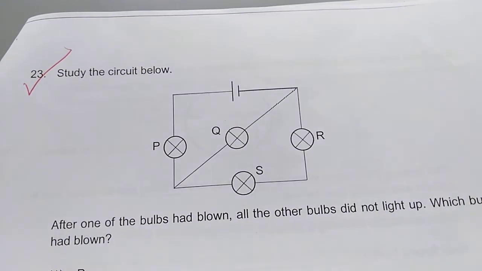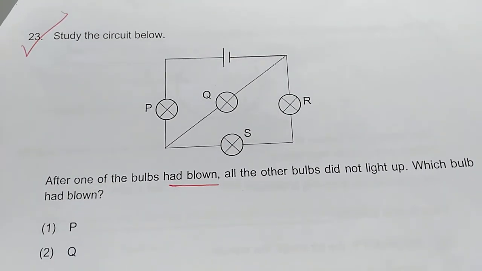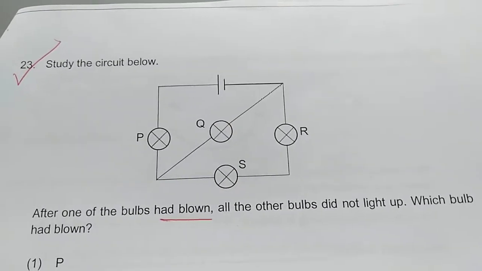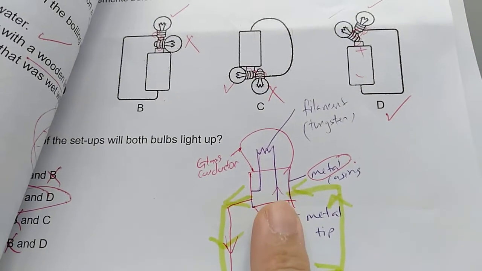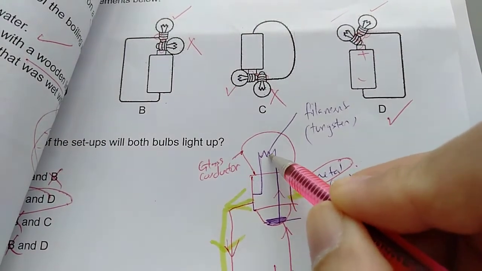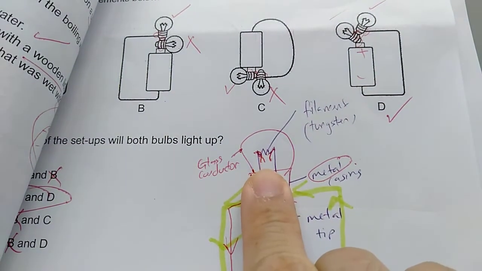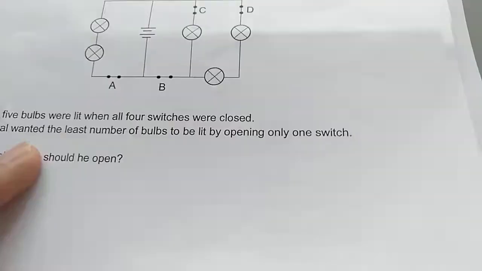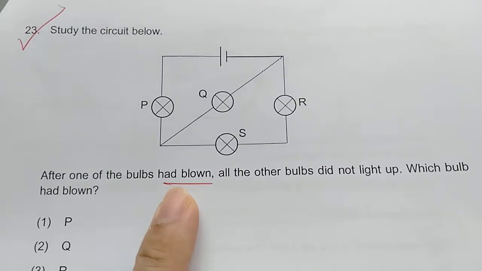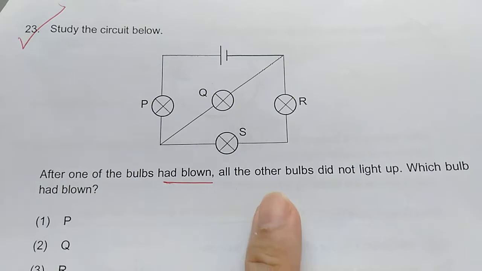Next one. This circuit here, after one of the bulbs had blown. When a bulb blows, that means the filament has fused. The filament has melted. So in the diagram here, when this one fused, it means this part here melts. If it melts, the filament will be dangling down, and what you will see will be a gap. When there's a gap, current cannot flow, and the bulb will not light up. So when a bulb blows, it means the filament has melted, creating a gap, an open circuit that current cannot flow through. When this happens, all the bulbs will not light up.